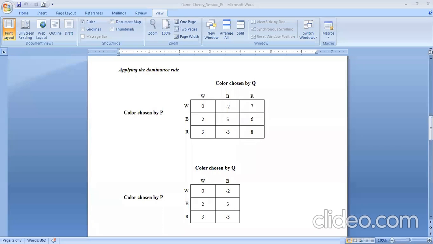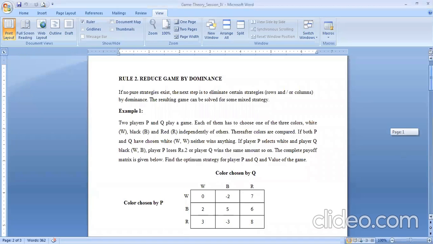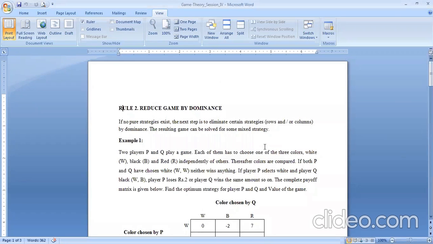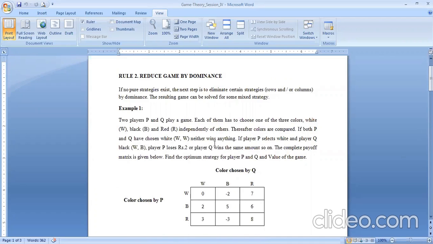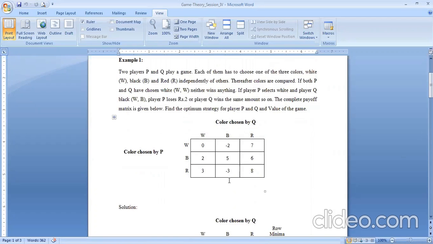So, in this session, we'll discuss the type of problems where there is no saddle point in the given game theory problem or in a given game. In such a case, what we need to do is eliminate some of the strategies of player A and player B, or player 1 and player 2, so that we can reduce the given payoff matrix into 2 by 2, and later you can solve that problem by using some of the methods available.